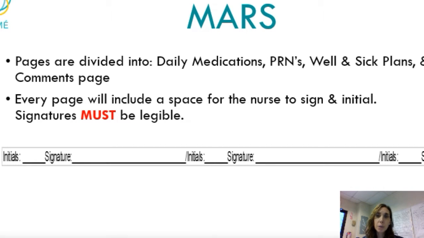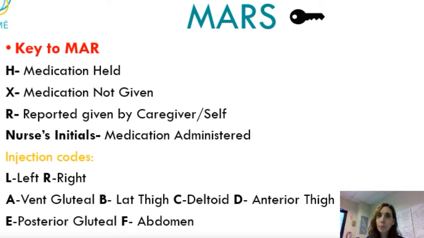Every page will include a space for the nurse to sign an initial. Signatures must be legible and they must be on every page. So you can see, you can put your initials and your signature, and there's plenty of spaces for all the nurses in the home. Every house has a MAR key, and it's actually in a laminated section in the binder.